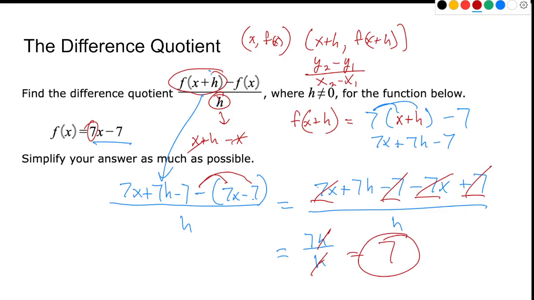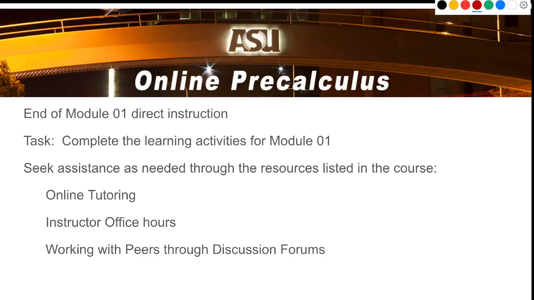Now, the next thing for you to do is go ahead and complete the learning activities for Module 1. This is our homework. Seek assistance as needed for all the resources listed in the course, such as online tutoring, instructor's office hours, work with peers through the various discussion forums, but work through those learning activities as you need help. Reach out, get the help you need, and keep moving forward in this course.